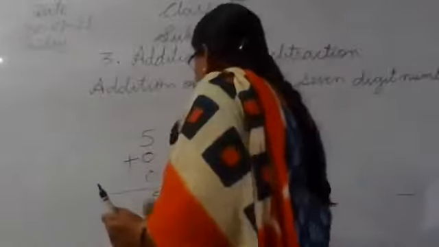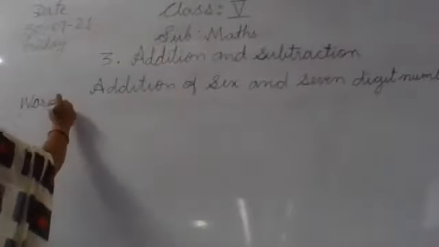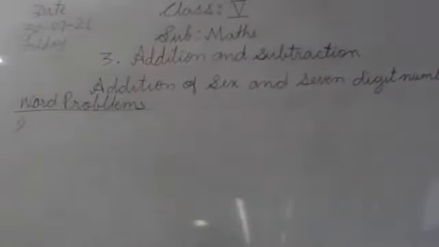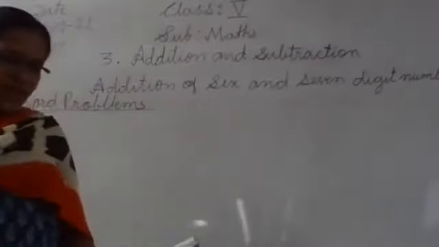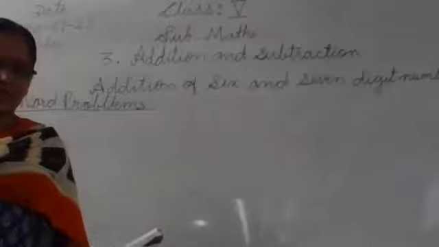So let us learn how to solve word problems on addition. Word problems. The first question, this question is from your exercise paper. In a certain election, 13,47,048 women and 14,29,638 men cast their votes. How many votes were polled all together? So write down this question.